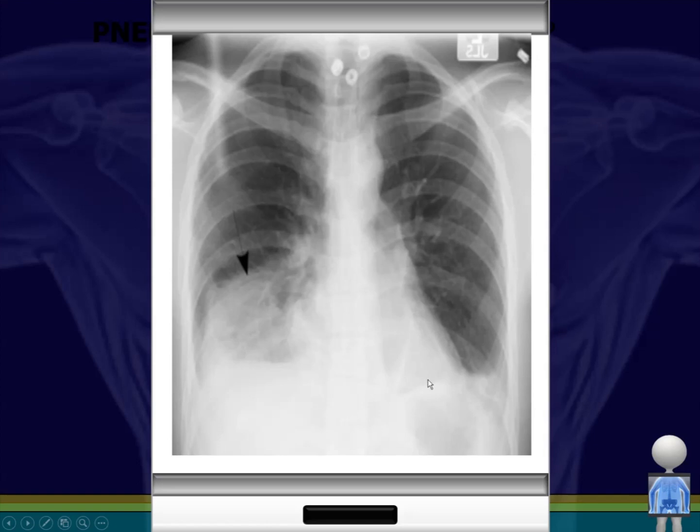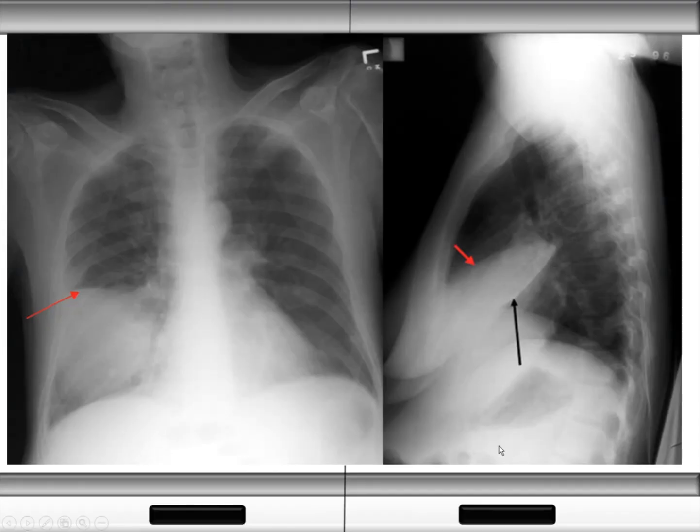Now in this picture, we have no elevation of the hemidiaphragm. I have a large consolidation in the lower lobe. I've got this nice cloudy appearance. I've got blunting of my costophrenic angle. This is a right lower lobe pneumonia. Here we actually have a little bit of blunting here too, so they may have some pathology on the left as well. How about this one?